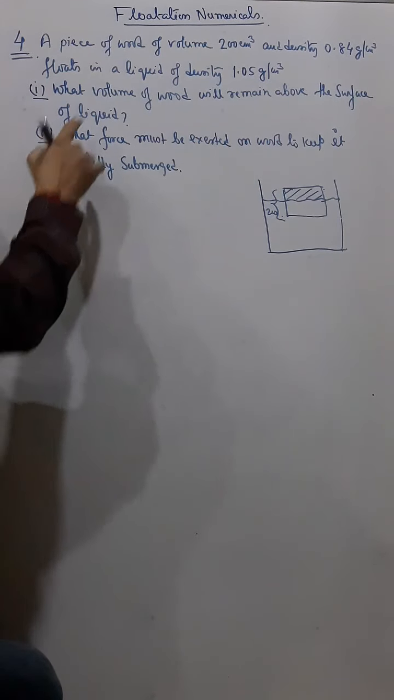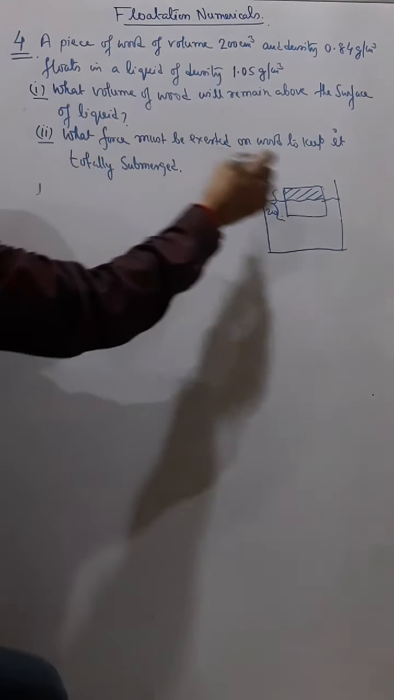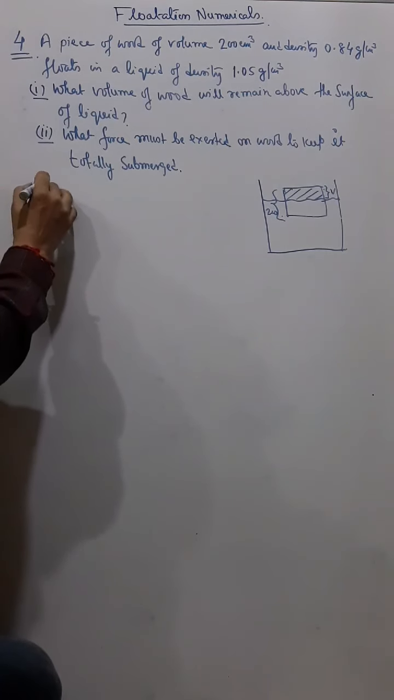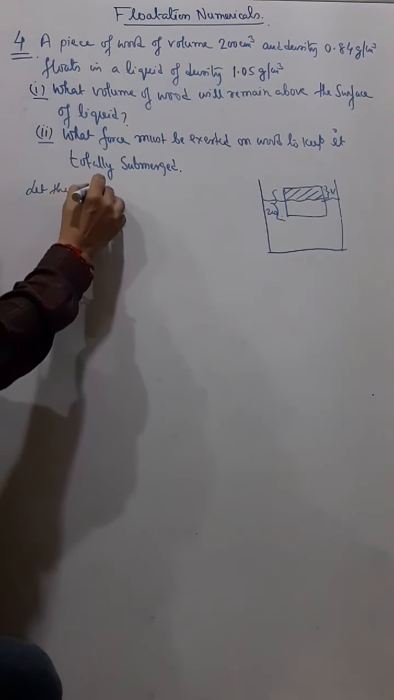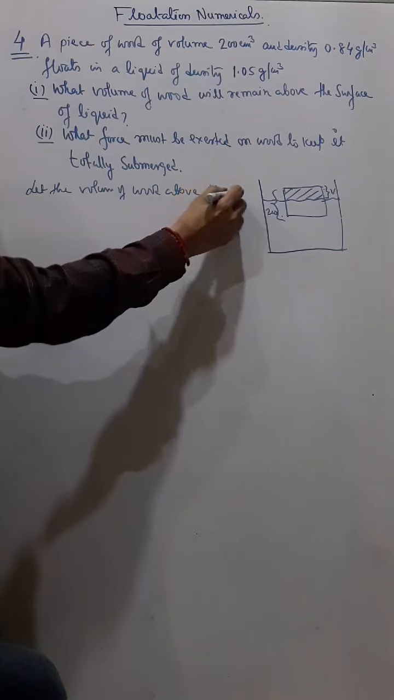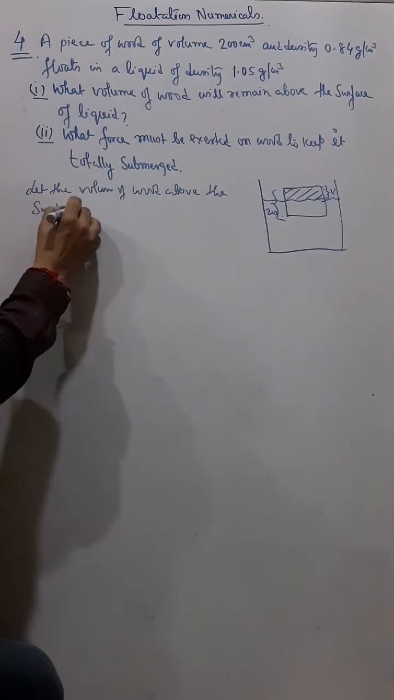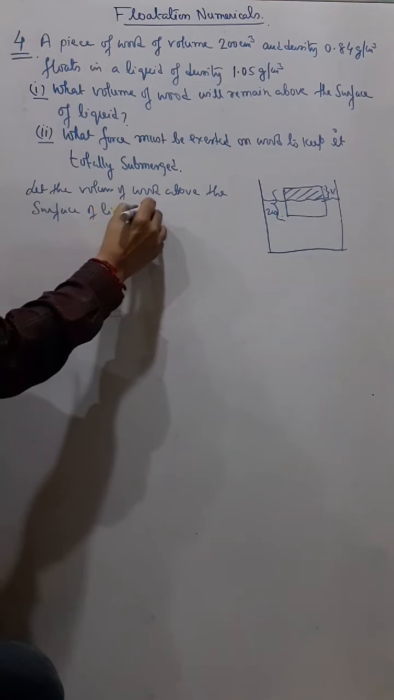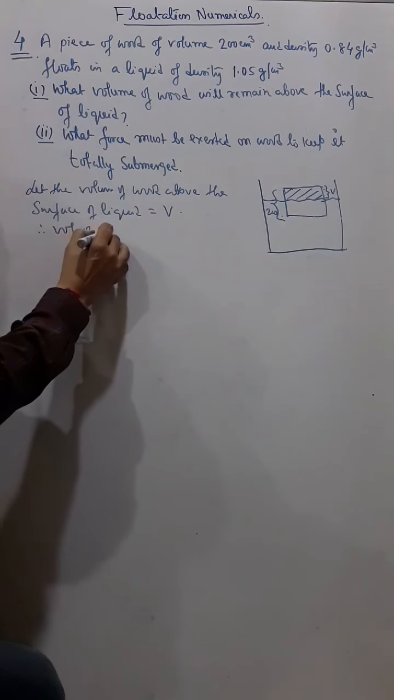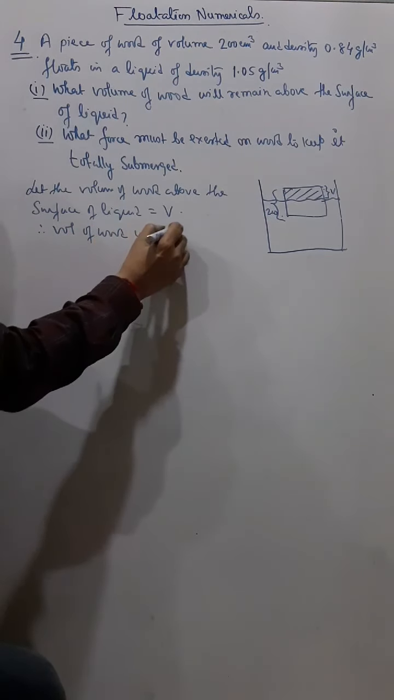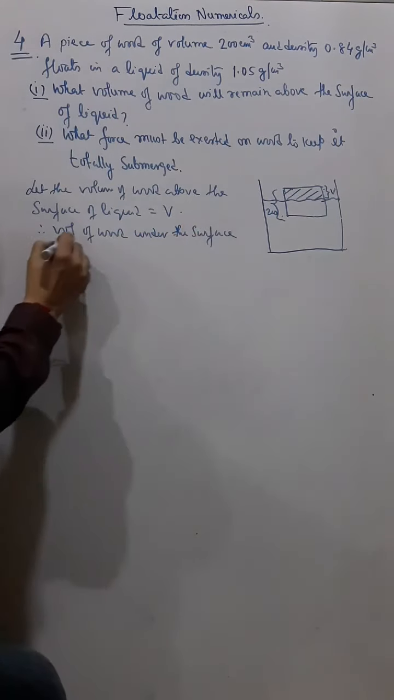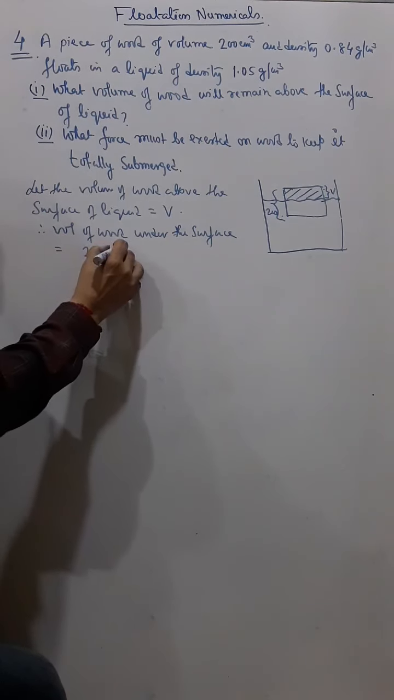Because we have to find the volume of the wood that will remain above the surface, let us take this part as V. Let the volume of wood above the surface of liquid be equal to V. Therefore I can say the volume of wood under the surface, because we require that, is equal to 200 minus V centimeter cube.